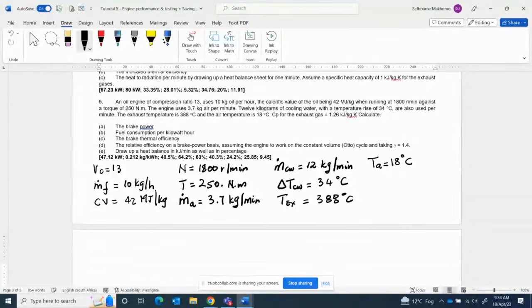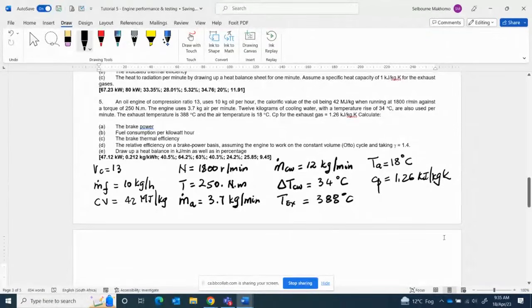That is the air entering the engine. Ambient air temperature is 18. And then CP for exhaust gases. CP, the specific heat capacity at constant pressure for gases, is 1.26 kilojoules per kilogram Kelvin.